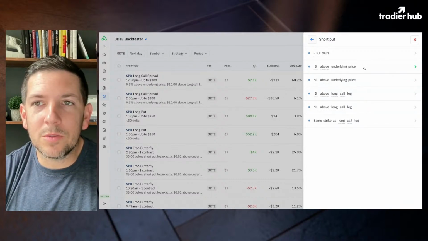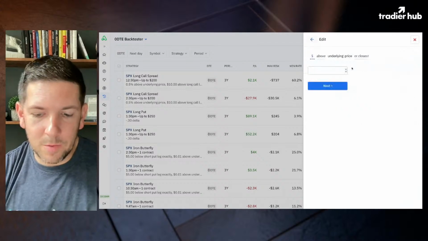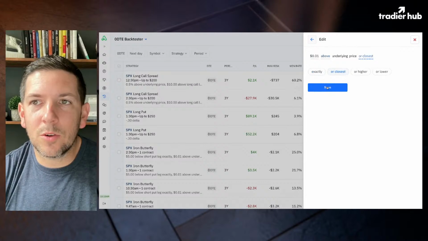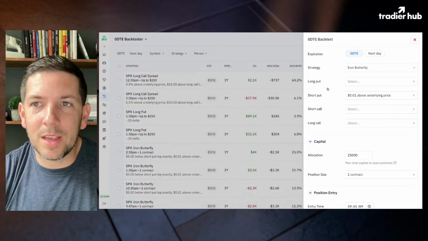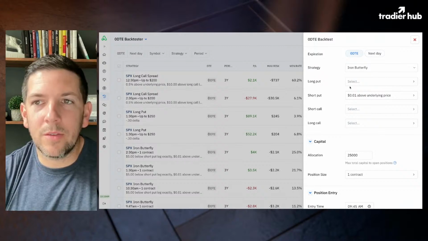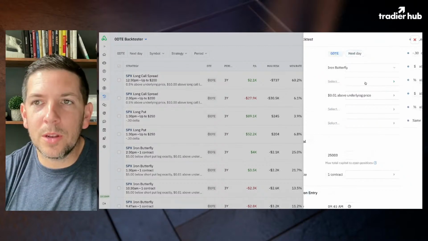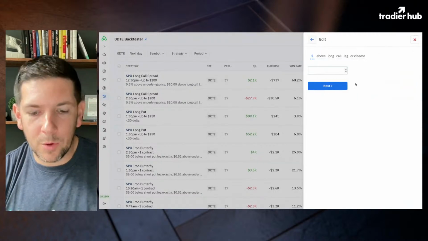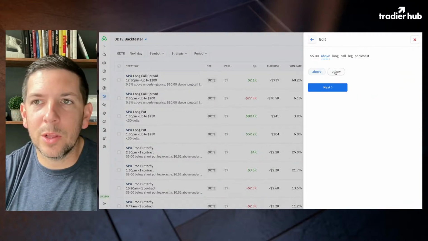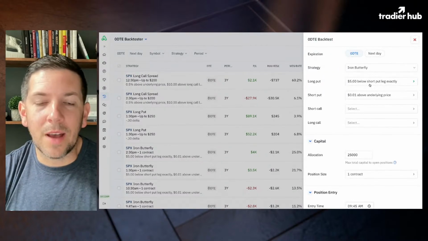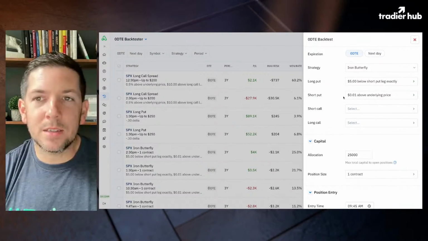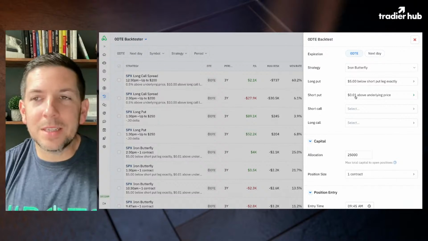So in this case, we're going to do this short put strike at 0.01 above the underlying price, closest. So we'll just do whatever is the closest contract to wherever it's trading. And then with the long put, we'll play off of our short strike. So we'll go down to one of these recipes here, and we're going to do this one $5 below our short put leg exactly. So we want to make sure that this one is $5 below our short put leg exactly. So again, what we're doing here is we're saying, set the short put strike right at the money.